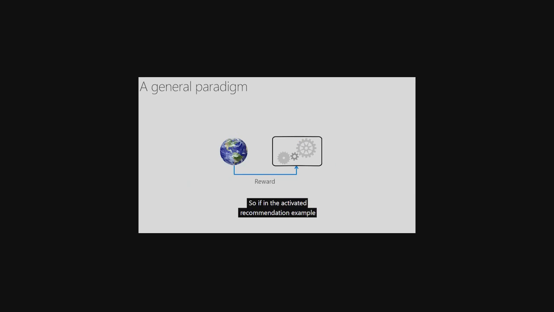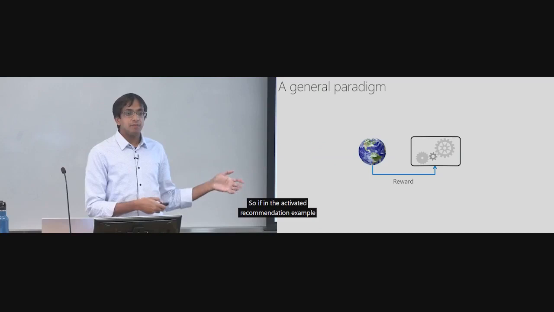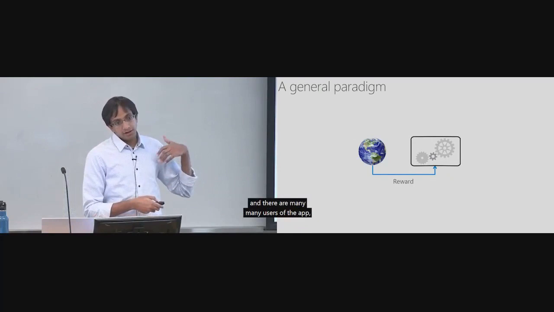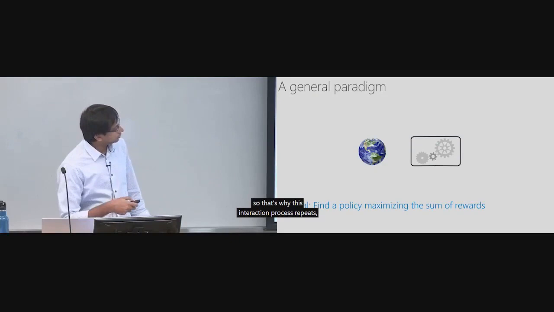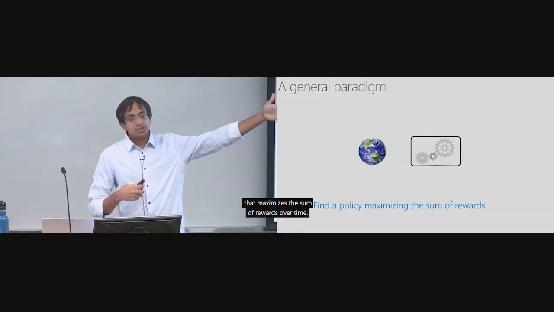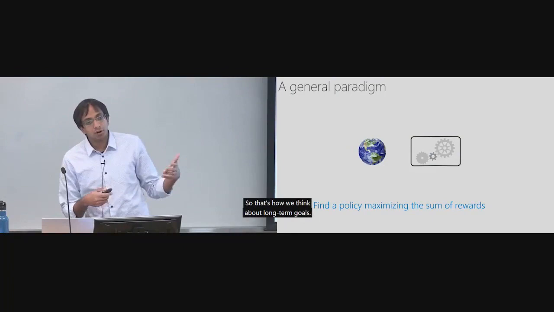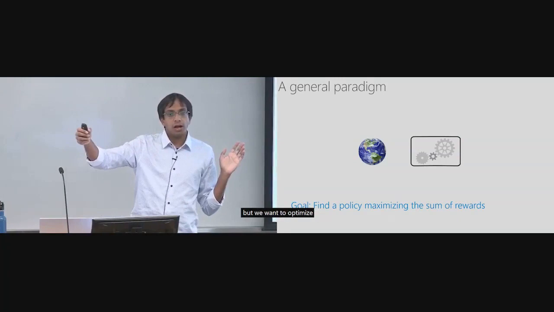In the activity recommendation example, the user is hopefully using this app over an extended period of time, and there are many, many users of the app, so that's why this interaction process repeats. And the goal is to find a policy that maximizes the sum of rewards over time. So that's how we think about long-term goals. It's not just the reward we obtain at one particular round, but we want to optimize the overall sum of rewards we get over some extended period of time.